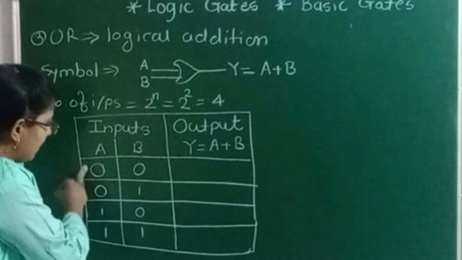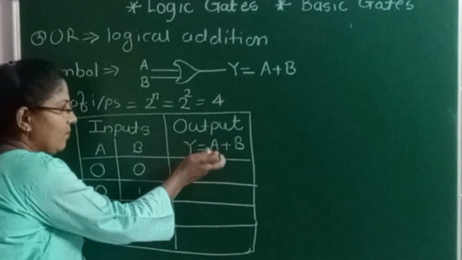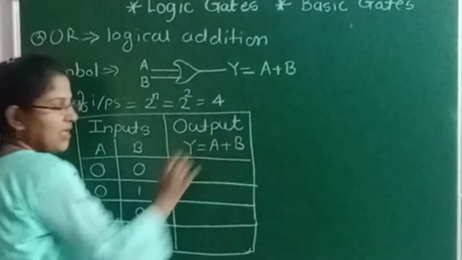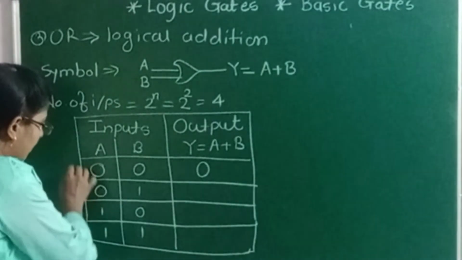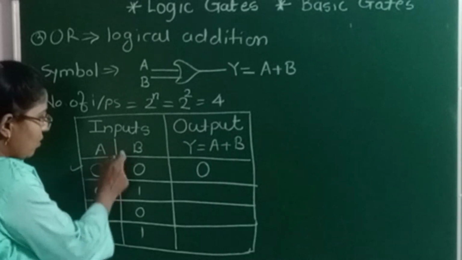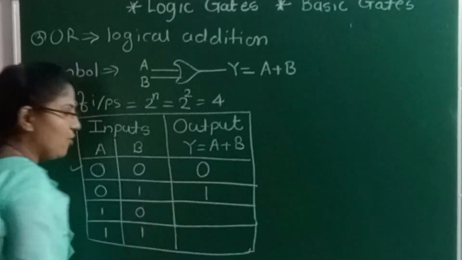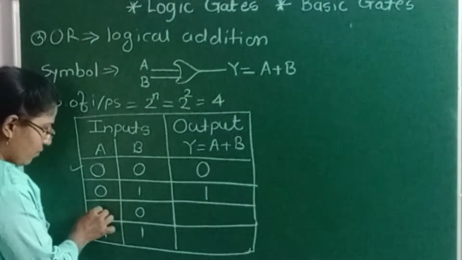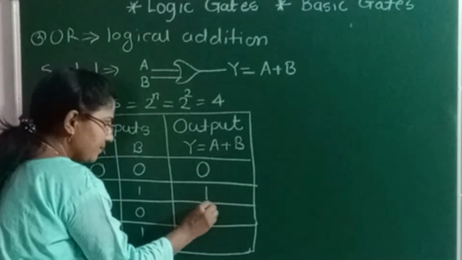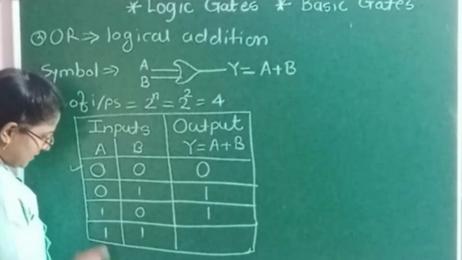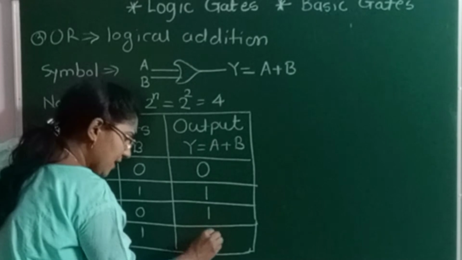Here the value of A is 0, value of B is 0. So put the value of A and B in the Boolean expression. So 0 or 0, the result is 0. Second, A is equal to 0, B equal to 1. So 0 or 1, output is 1. Next, A equal to 1, B equal to 0. So 1 or 0, output is 1. Next, A is equal to 1, B is equal to 1, 1 or 1, output is 1.